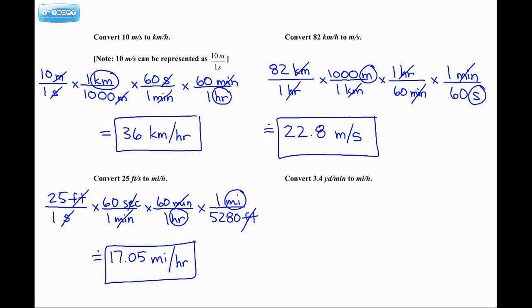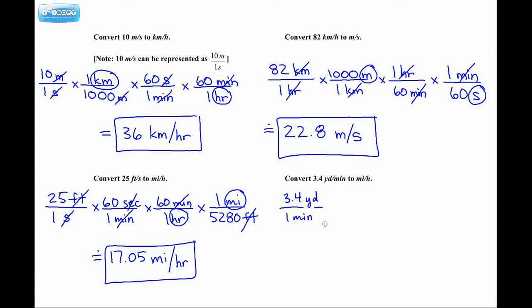All right, convert 3.4 yards per minute to miles per hour. Okay, now just thinking about it using common sense, if you're only going 3.4 yards in a minute, you're probably not moving very quickly. So miles per hour, it's probably going to be a pretty small number. But let's work it out. So we are going 3.4 yards for every minute.